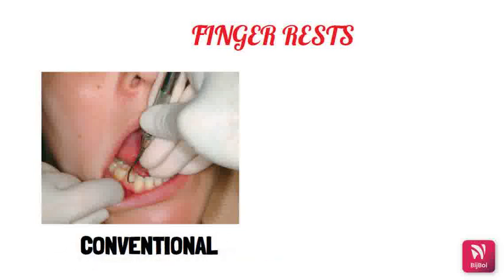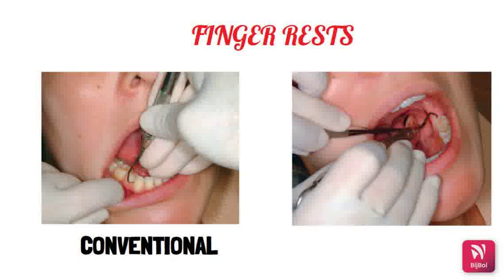The first one, as you can see, is the conventional finger rest, in which the rest is established on the tooth surface that is immediately adjacent to the working area. So whenever you're working on a particular tooth, immediately adjacent to that area, you're taking a finger rest. The next one is the cross arch finger rest, in which the finger rest is established on the tooth surfaces on the other side of the arch. So here in the picture, you can see that when you're working on the third quadrant, you are taking the finger rest on the fourth quadrant. So this is the cross arch kind of finger rest.